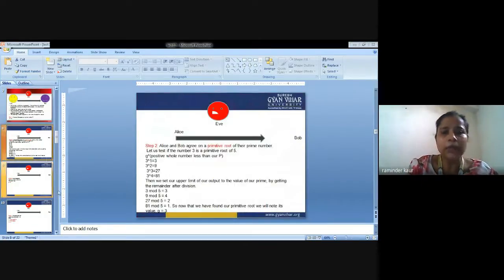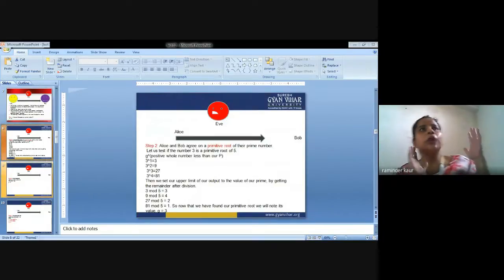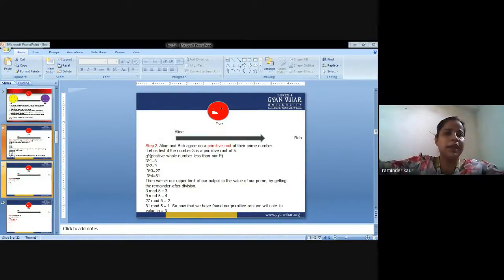Here it is Alice, here it is Bob. The public values available are P and G. The private key selected is A by Alice, and the private key selected is B by Bob, because Alice will select one private key and Bob will select another private key. So the key generated is given by a formula.